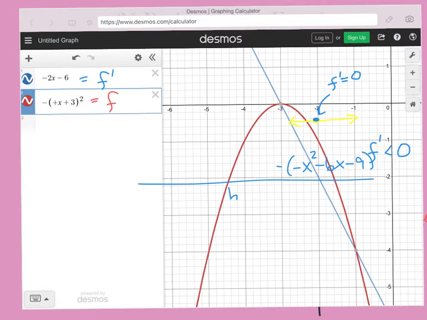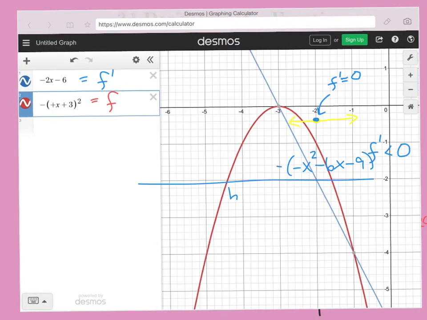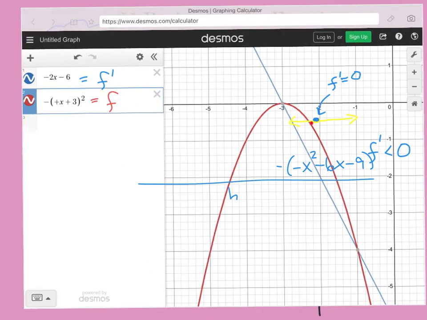Over to the right, we can clearly see that f was decreasing over here, and therefore our derivative is negative. It is below the x-axis. Its output values are negative. To the left of when x is negative 3, our original function f is increasing, and therefore its derivative lies up here. It is positive.